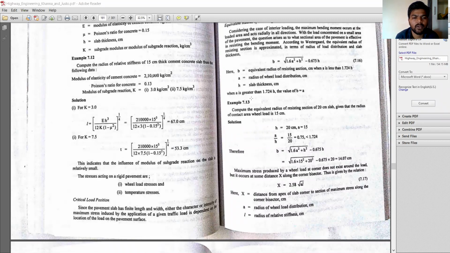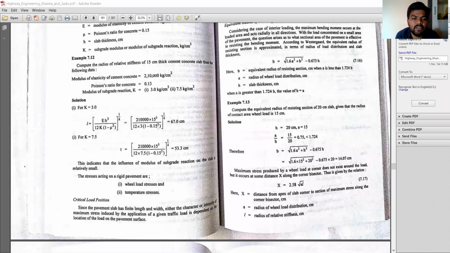0.15. Actually 0.13. Maybe there may be a mistake in Poisson's ratio for concrete given here. It must be 0.15. So the mu value is 0.15. Substituting all these values, you will get 67 centimeter as the radius of relative stiffness.